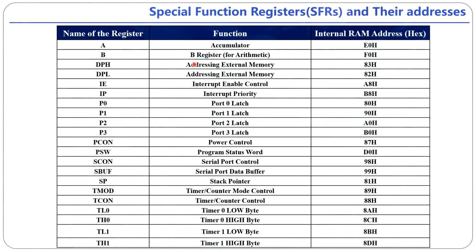B register, that is also for arithmetic, and the RAM location for this register is F0H. For the DPH register, the function of this register is addressing external memory. The location of this register is 83H. In the same way, DPL, addressing external memory, is at 82H.